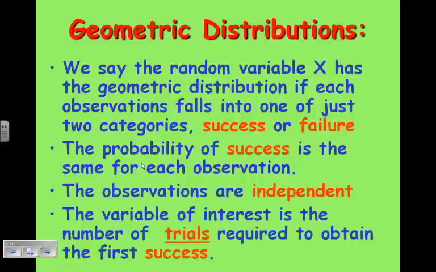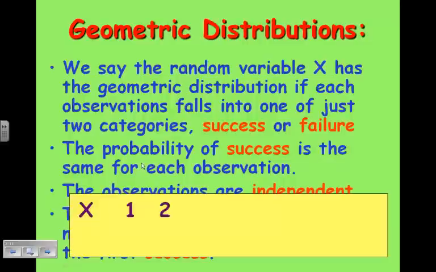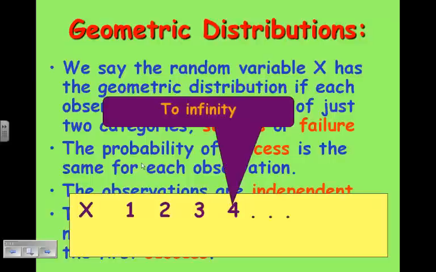And the 4th thing, and this is the one that's different between this and binomial, is that the variable of interest is the number of trials required to obtain the first success. How many times will it take to succeed? With a binomial, we knew it was 8 trials, 10 trials, whatever. For this case, we're going to keep doing these trials until we have a success, and at that point we're going to stop. That's the distinction. So for example, in our goldfish scenario, x equals 1, 2, 3, 4, 5 goldfish. How far does this go? Well, the answer is it keeps going on to infinity.